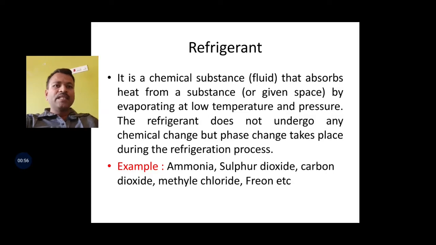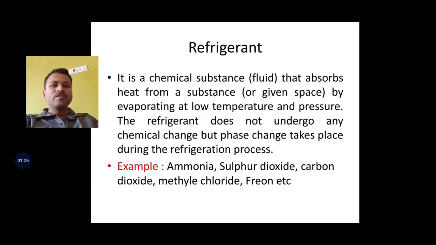So as I told you, it is like blood in the human body. How the blood plays a very vital role in the human body, the same way, the refrigerant plays a very important role in the refrigeration process. So refrigerant is a chemical substance. It absorbs the heat from the refrigerated space and it evaporates to the atmosphere. Next, what are the examples of refrigerants? Ammonia, sulfur dioxide, carbon dioxide, methyl chloride, freon, etc. These are some of the examples of refrigerants.